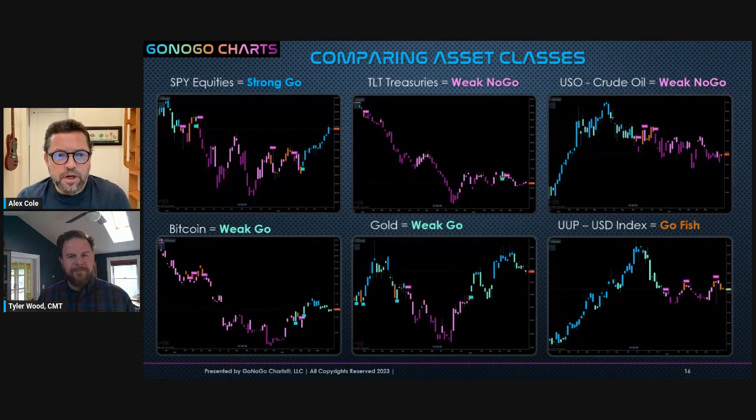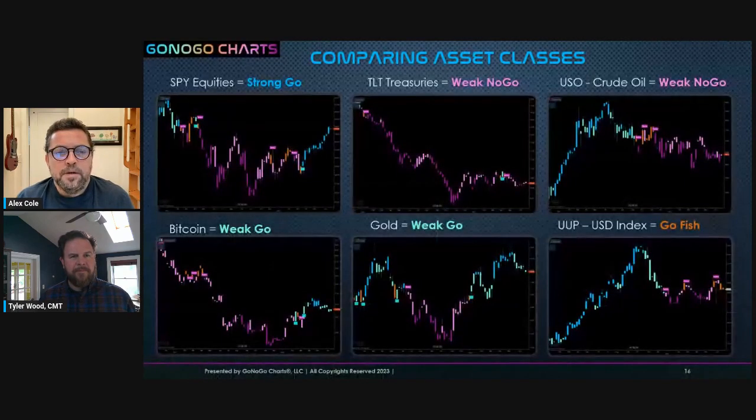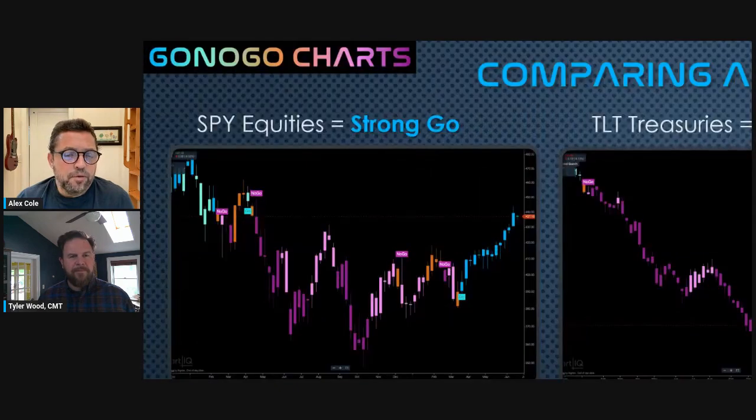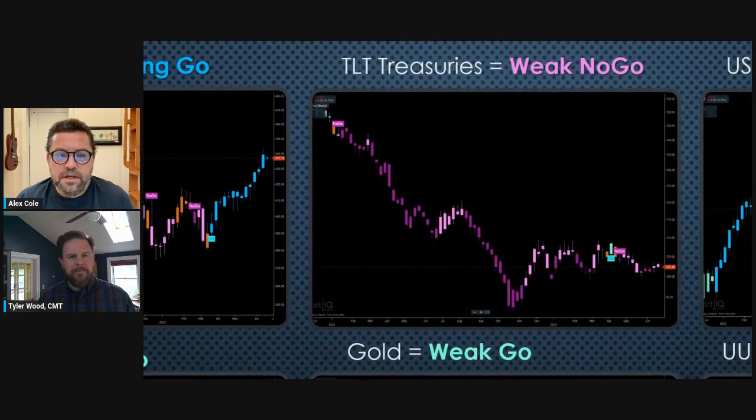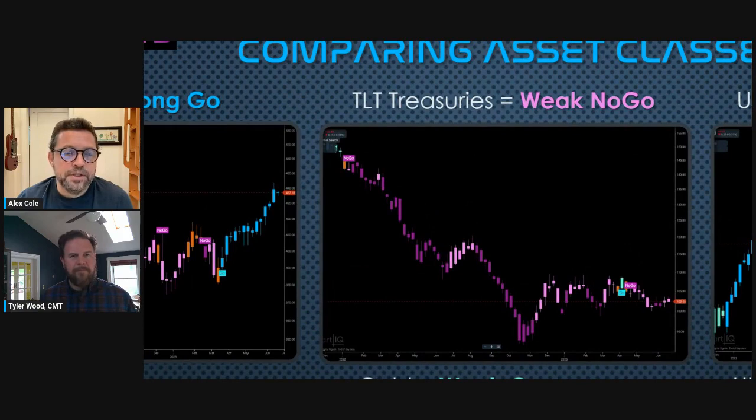And so what we've got here on the top left, we can do a quick round the asset class analysis, and we can see that equities are in a strong go. That is the bright blue bars there that you see. Treasury bond prices is the next one. You can see that treasuries are in a no-go. Now, remember, treasury bond prices will move inversely to yield. So we know that we've been in an elevated yield environment, so that makes sense that bond prices are depressed.